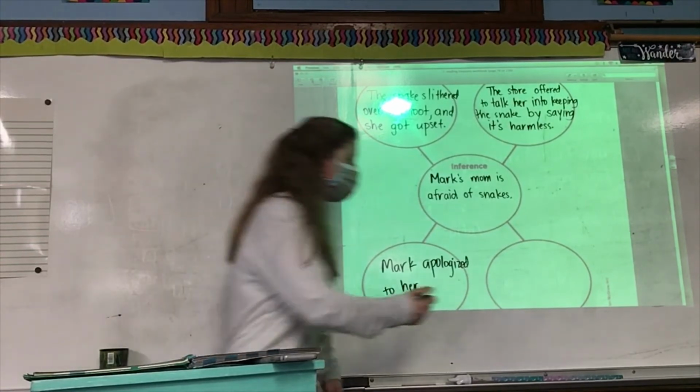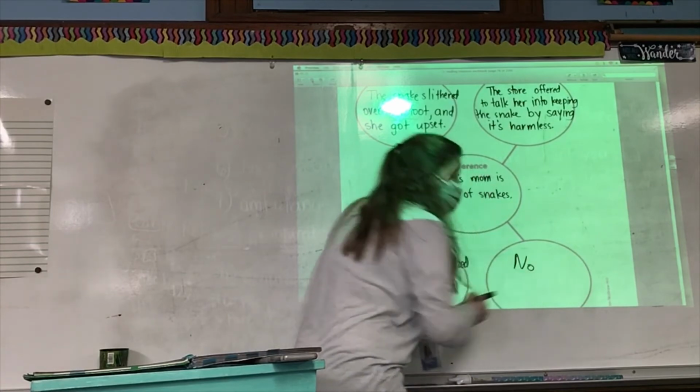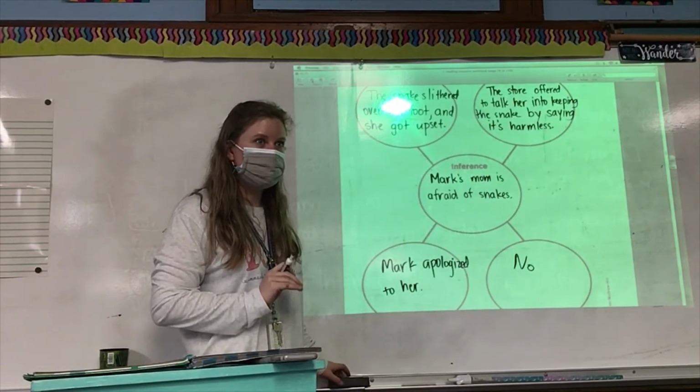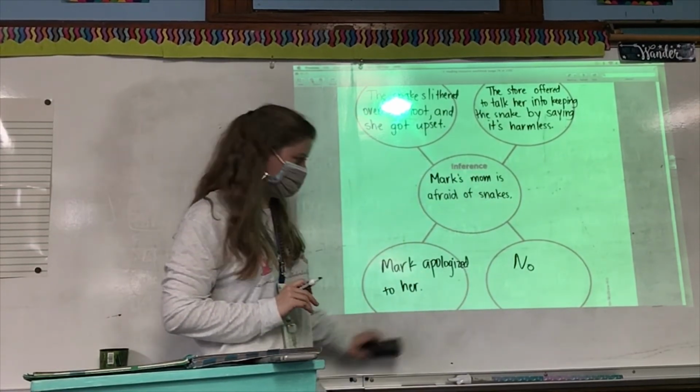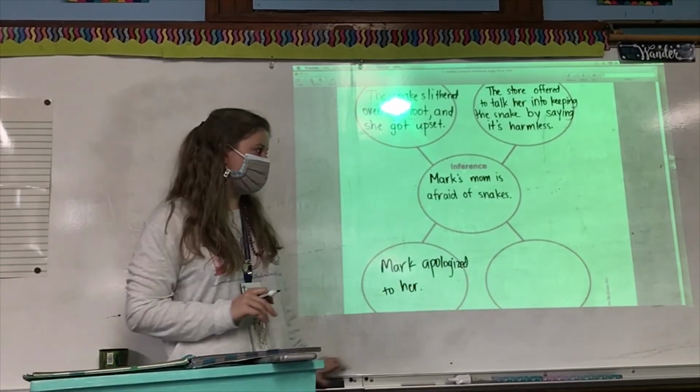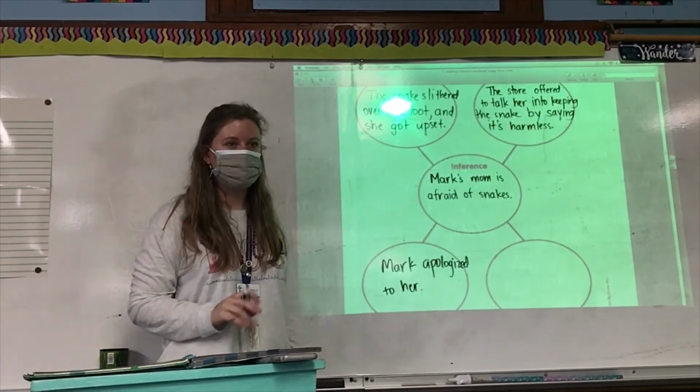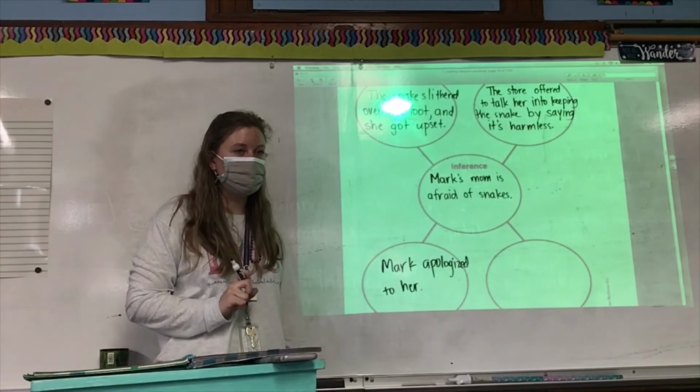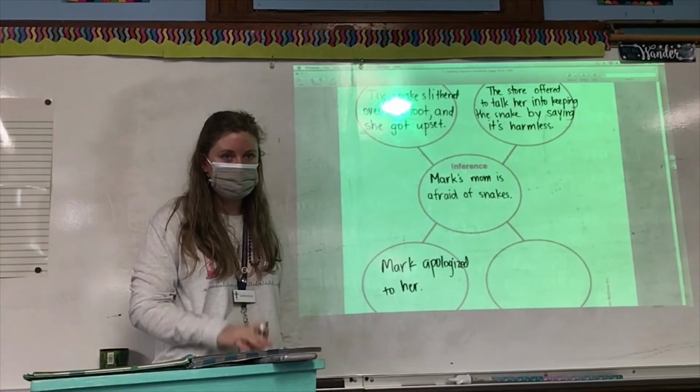Because I can't write no here. If I wrote no, do we know what that means? No. So what's the last thing that happened to tell us Mark's mom is afraid of snakes? She's not going to change her mind. What was the very last thing that happened? Cullen?